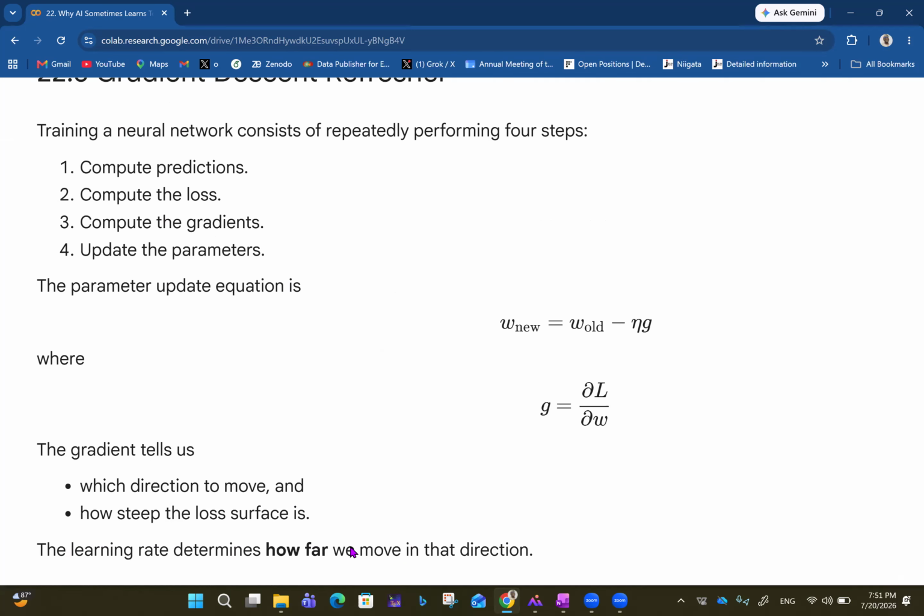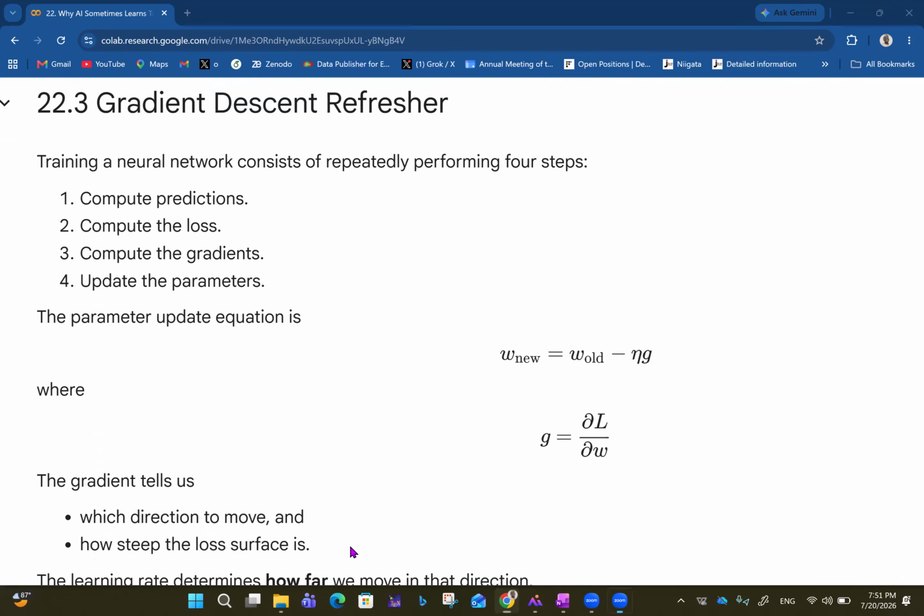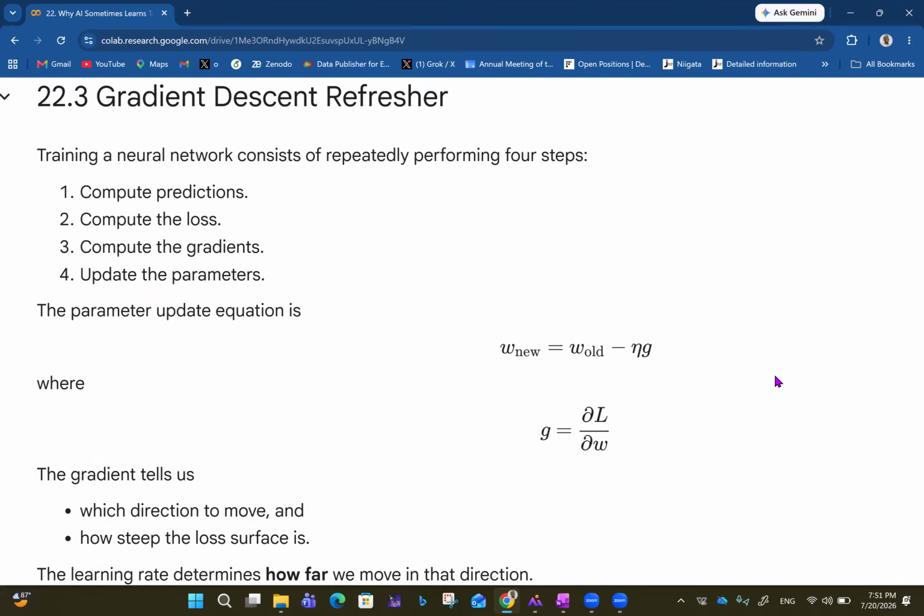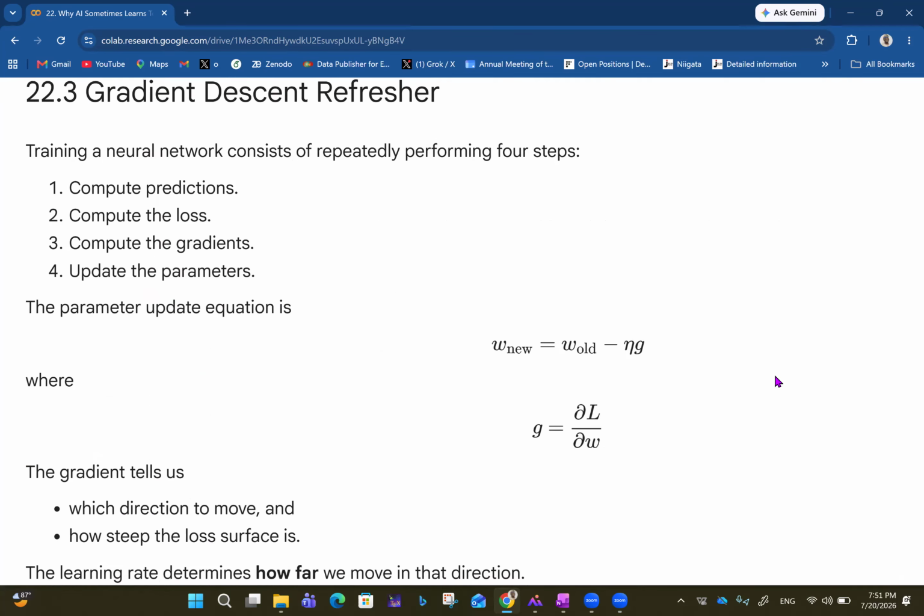And then we have a quick refresher on gradient descent, which we've talked about a lot. Gradient descent refresher right here.